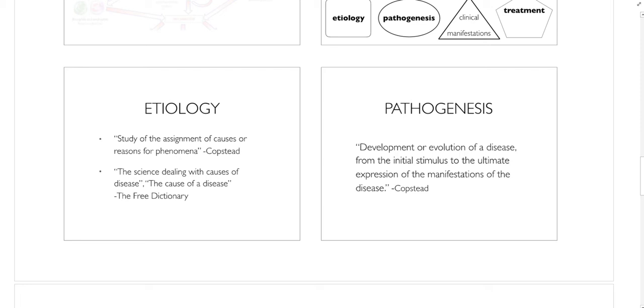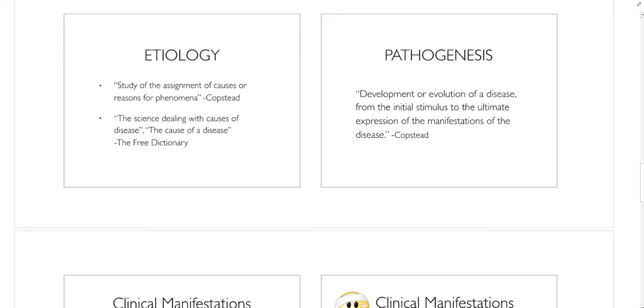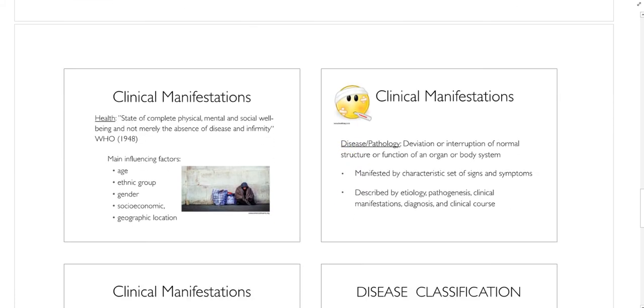Pathogenesis is the development of the disease, how the disease goes from exposure to full-blown manifestations of symptoms, and from then through to whatever the end point of the disease would be, or if the disease is incurable, how it progresses throughout the person's life. Clinical manifestations is a fancy way of saying symptoms.